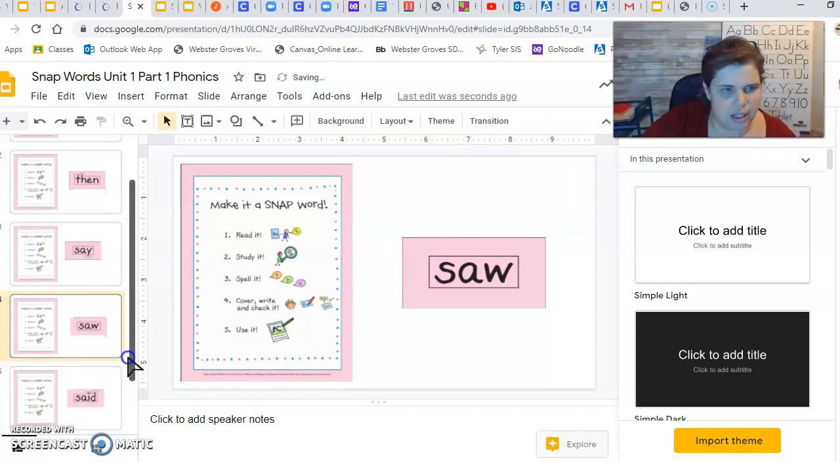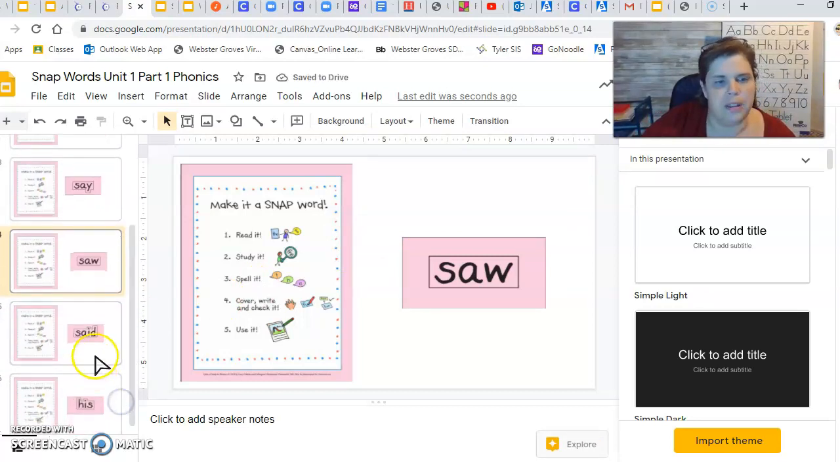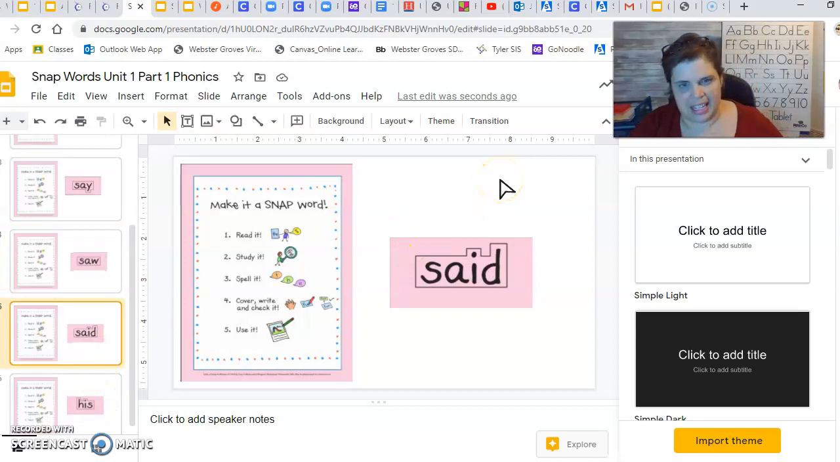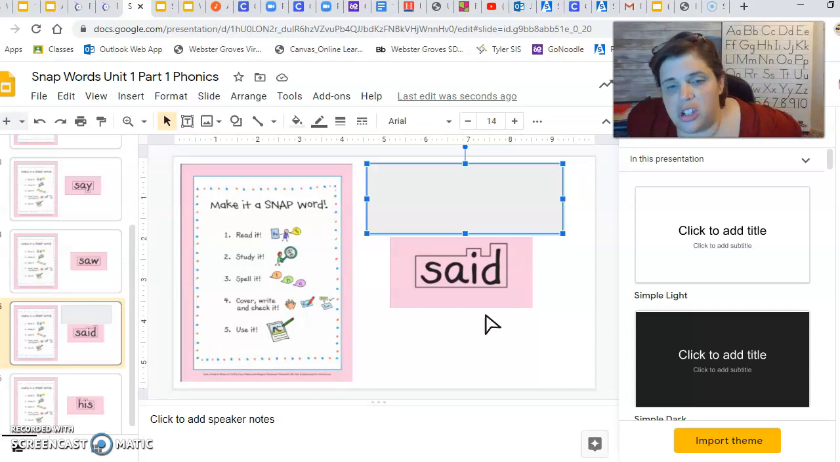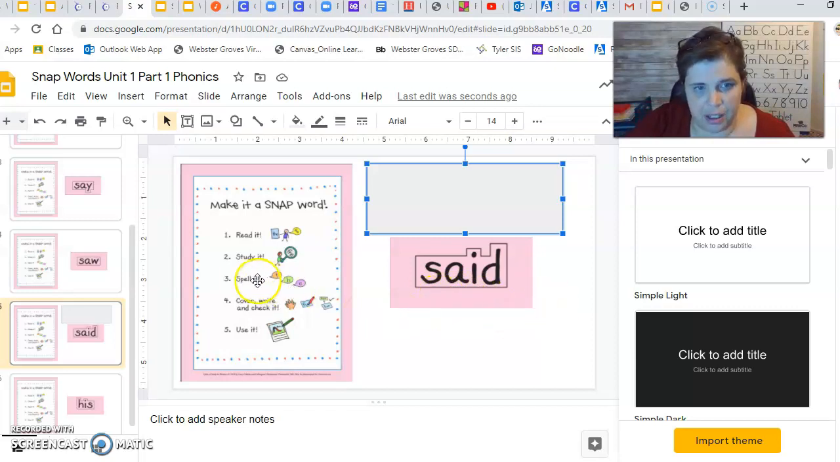So let's scroll down. Oh, no, we have 2 more. This is the word said. We see this word so much in reading and in writing. And let me tell you, friends, this word just doesn't make a lot of sense. The way that it's spelled, the sounds that it makes, it doesn't make a lot of sense. This is one of those words that we just have to tough out and learn. It is the word said. So let's read it together. Said. All right, let's study it.